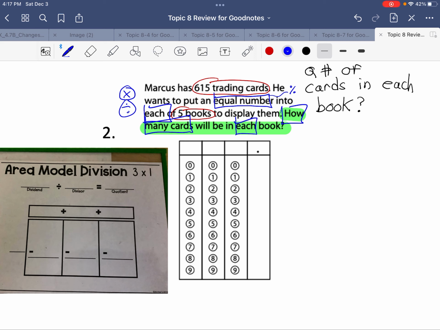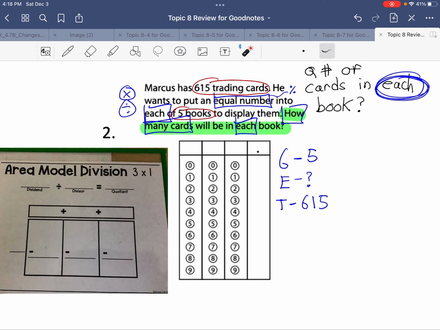So just to be certain that I am going to divide, I'm going to do my get. So groups, each, total. My total will be my 615 cards. If each is in my question, that means I do not know it. My groups will then be my 5 books. So if I know my total, I know my groups, but I do not know my each, I'm going to divide. So 615 divided by 5.